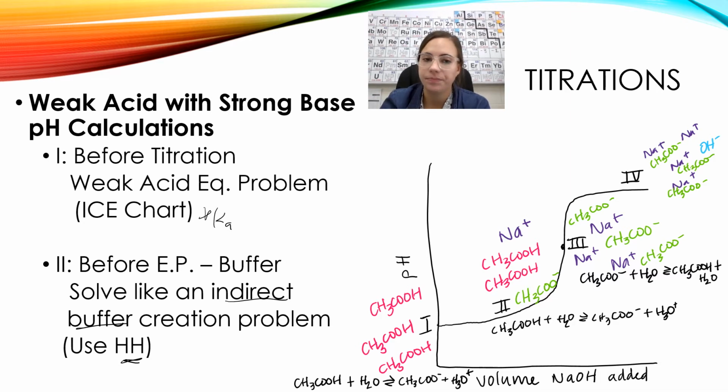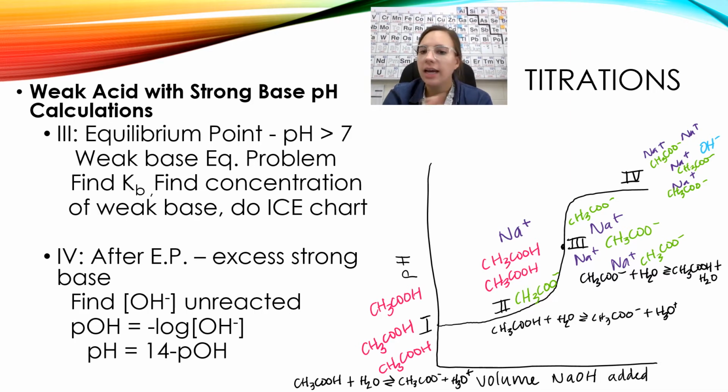find the pH. At my equivalence point, I have converted everything into the acetate ion and then the spectator, but sodium's not going to do anything. So acetate is a weak base, and so we're going to treat this like a weak base problem. So you're going to have to calculate Kb, determine the concentration of weak base that we have at the equivalence point, and then do a normal weak base problem with an ice chart and Kb. And then after the equivalence point, we now have excess strong base, and it's that hydroxide ion that's going to take over control of the pH. So we just have to find out how much excess we have, take the negative log, and subtract from 14.